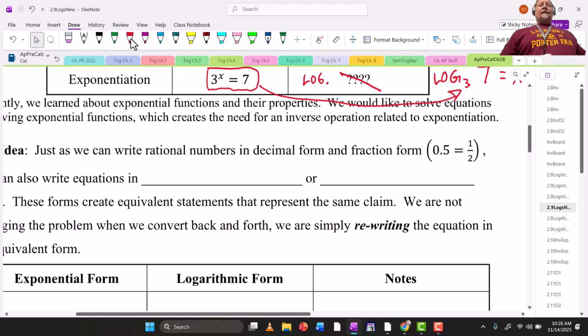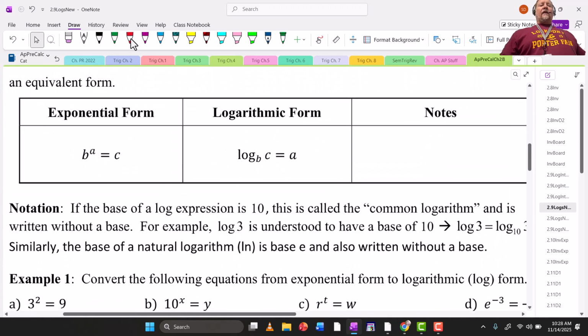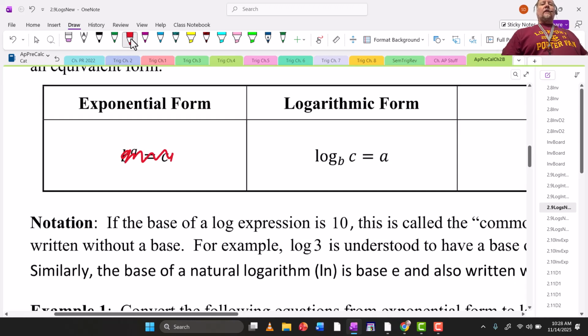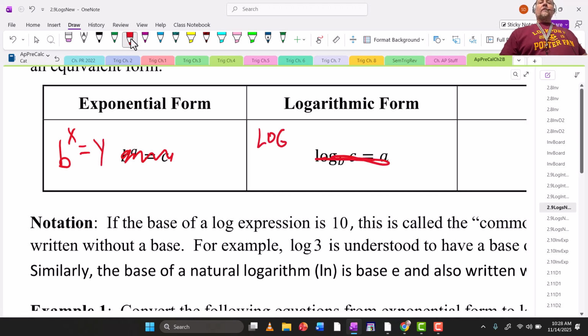I don't know what all this says. I know this is about logs. Let's change this though. Let's call this b to the x equals y. And then let's change this to log base b, I use a lowercase, of x equals y. Okay, and that's how we're really going to look at this. That's the true inverse of that exponential in terms of our y and x variables, right? Just to make it simple.